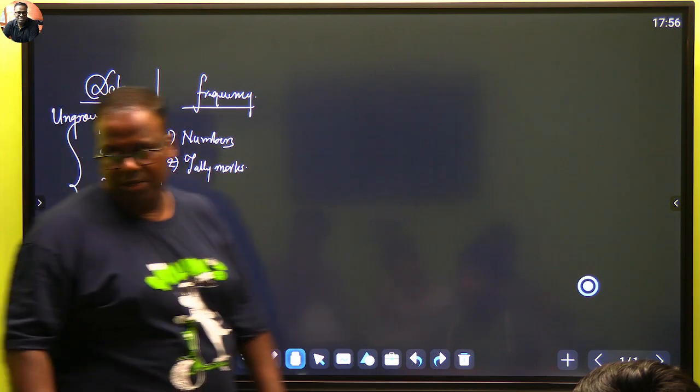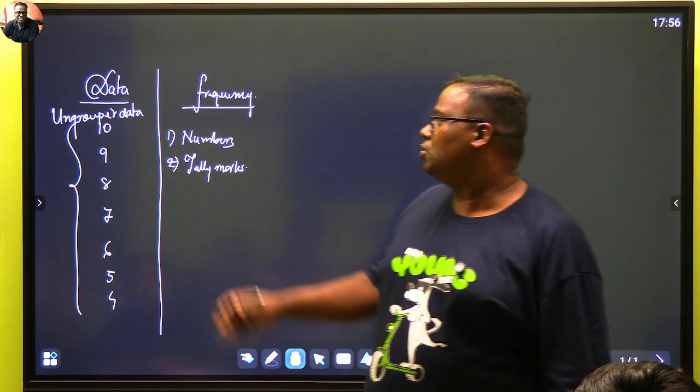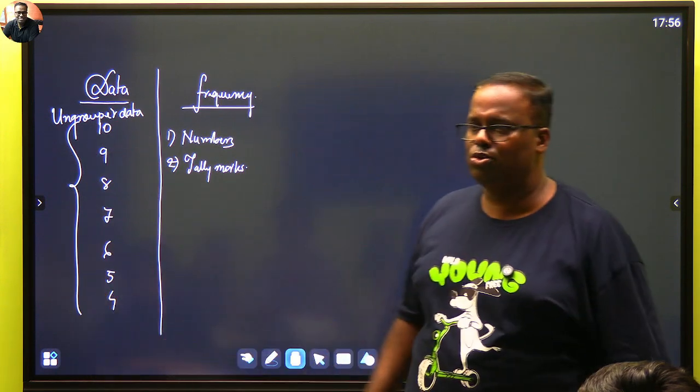Ungrouped data. Data में कोई grouping नहीं है. ठीक है? Data में कोई grouping नहीं है. Scores कैसे हैं? 10, 9. हल्का सा 10 के ऊपर score हुआ था.